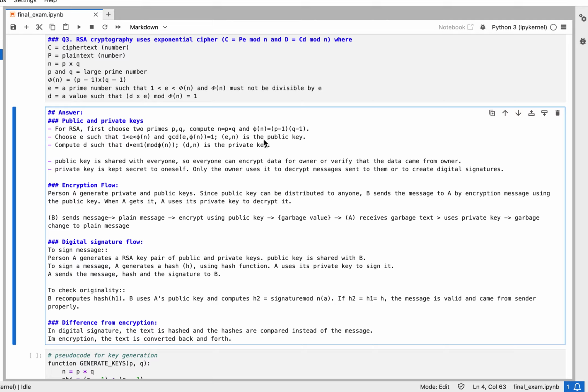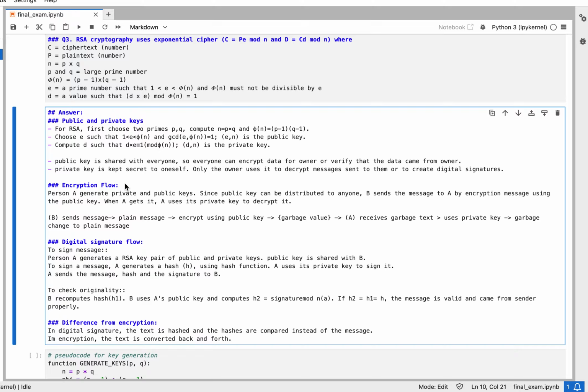So the public key is (e, n), and it is shared with everyone since it is public. And the private key is (d, n), and it is only kept secret by the owner, not given out in public since it's the private key. So let us go with the encryption and decryption flow now.